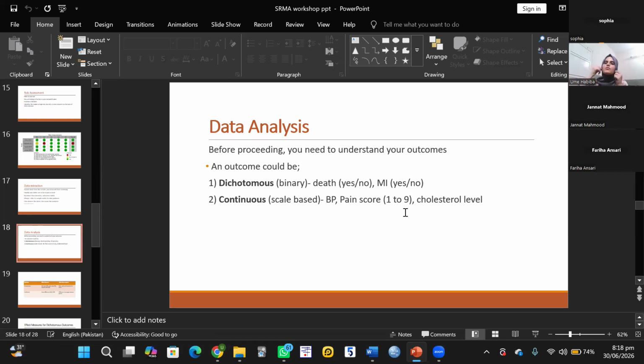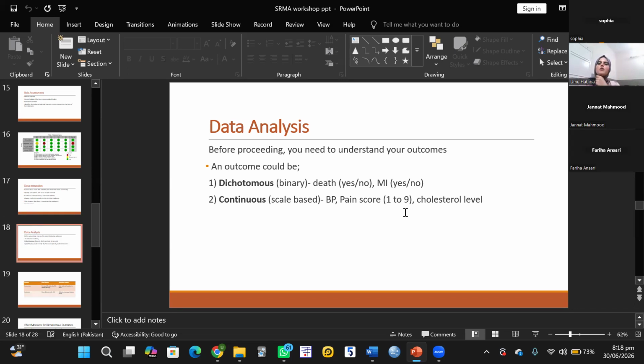If your outcome was deaths, maybe there were two drugs, right? You were comparing death rates in your population. So death has just two answers. Either it happens or it doesn't happen. It's yes or no, right? So death is the dichotomous outcome. If you were calculating the incidence of MI while using a certain intervention, if your trial was discussing MI, right?